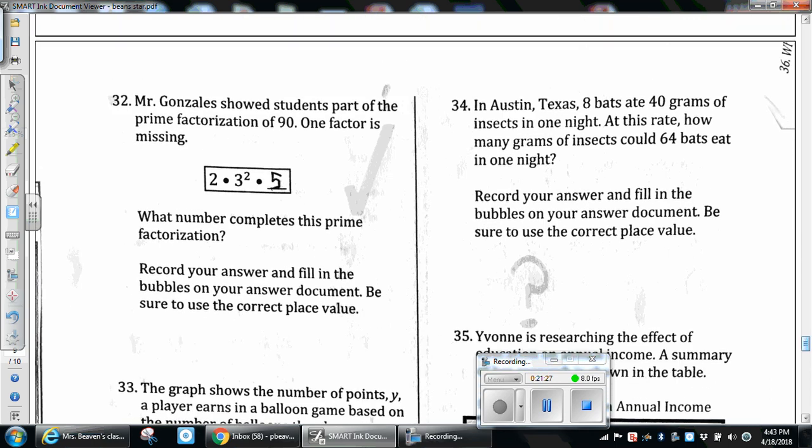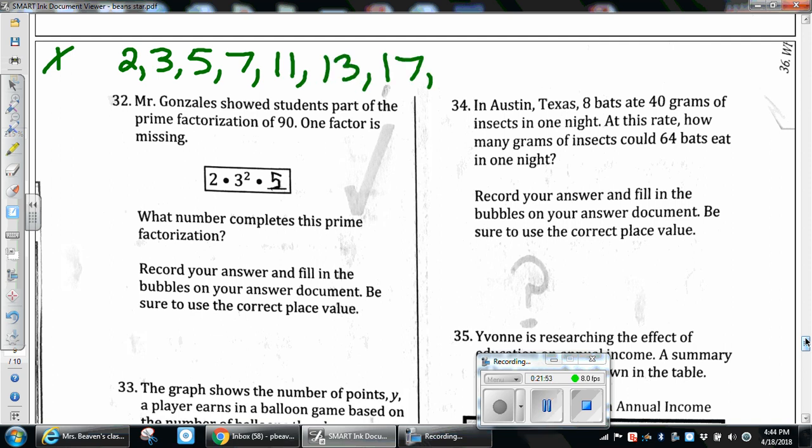Mr. Gonzalez shows students part of the prime factorization of 90. One factor is missing. Okay, so prime numbers, you have to make sure that, first of all, 1 is not a prime number. So the first prime number is 2. So 2, 3, 5, 7, I believe 11, 13, and I think 17 is the next one. I could be wrong. So those are some of our options that we're going to use as factors.